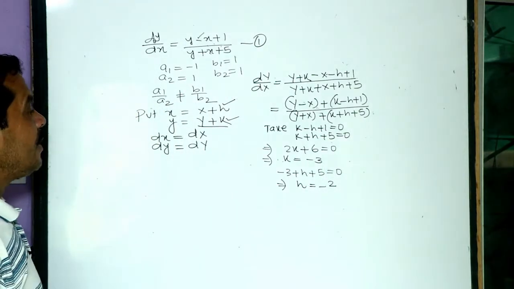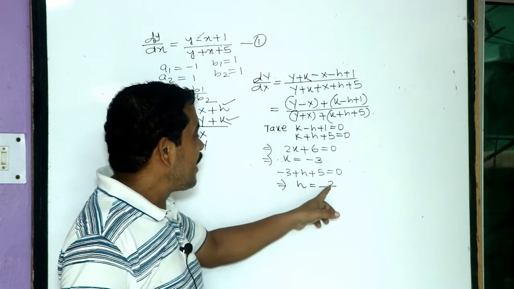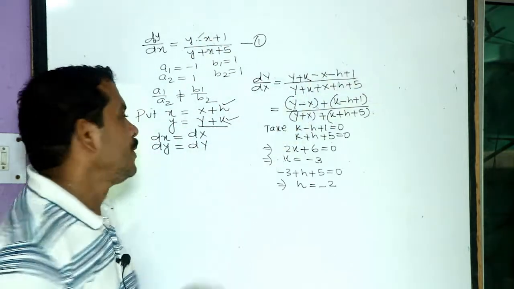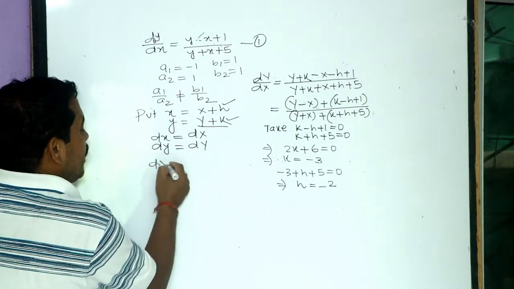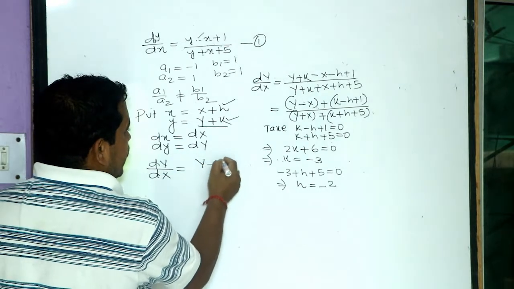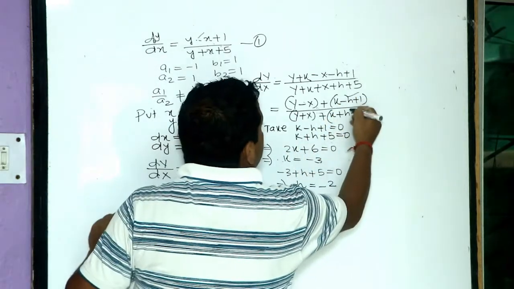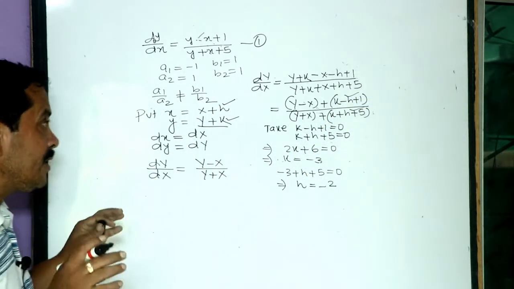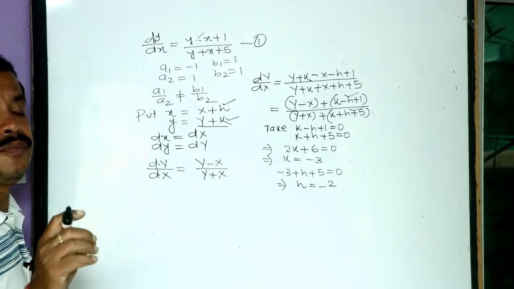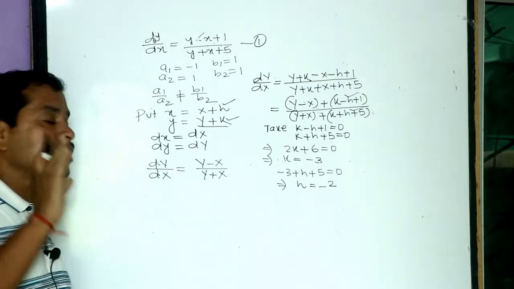First you have to find the value of h and k. For h equal to minus 2 and k equal to minus 3, this equation becomes homogeneous. Now the differential equation becomes dY by dX as Y minus X by Y plus X, because we take these two terms as 0. We have to make the equation homogeneous. Now this equation is a homogeneous differential equation, and we have to solve it by the homogeneous method.